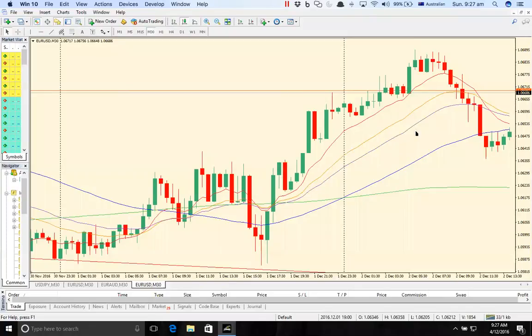What I normally do when I see this kind of event, where the smaller moving averages are crossing above, is wait for 1 or 2 bars, 1 bar, and wait for the retracement. So here is the retracement. My entry in this scenario will be here.